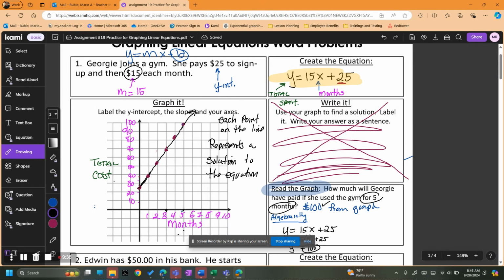Okay, I'm going to walk you through problem number 2 as well. And then you guys need to pick 3 problems to complete by yourself or with your group from problems number 3, 4, 5, 6, 7, 8.